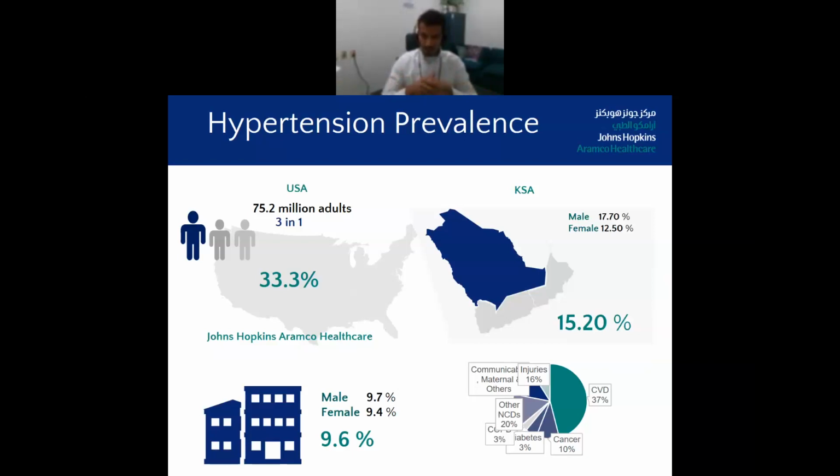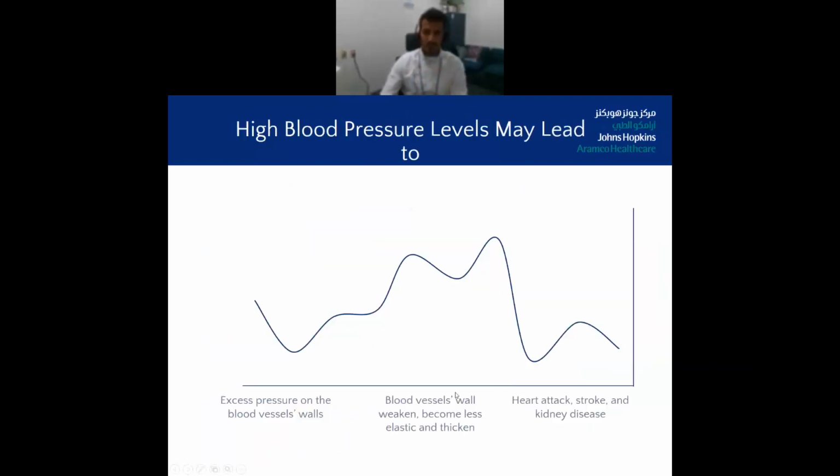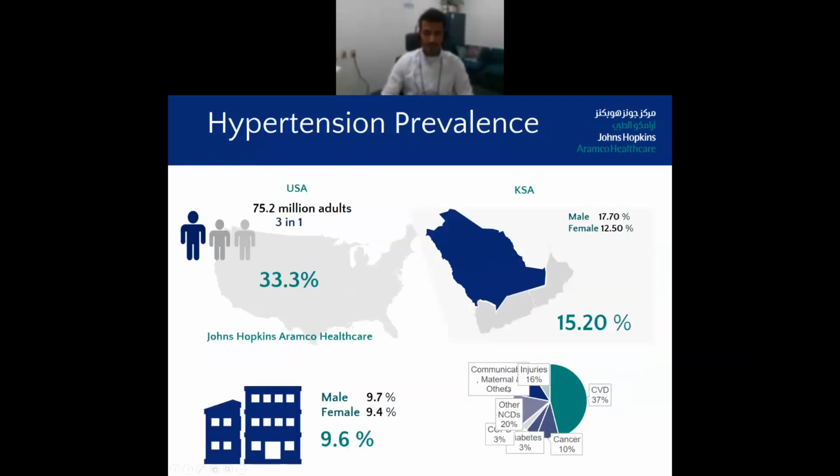And as you can see in the chart here, 37% of deaths in Saudi are caused by cardiovascular diseases. So almost a third of the chart. Cancer is equal to 10% of the death rates, diabetes 3%, and communicable and maternal diseases almost 8%.